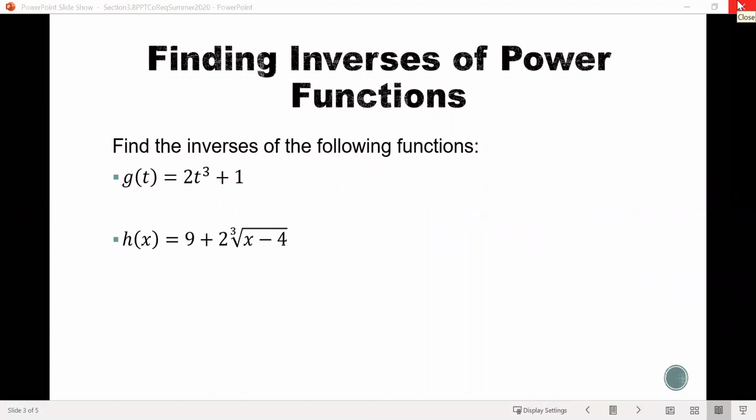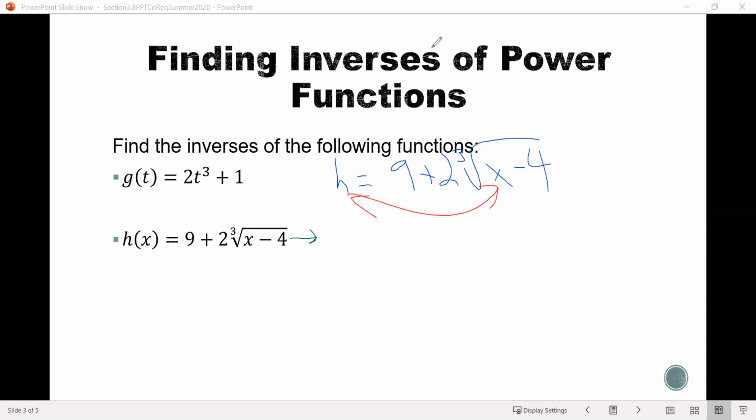So this h of x equals 9 plus 2 times the cube root of x minus 4. So I'm going to approach this one a similar way. We'll start by writing h equals 9 plus 2 times the cubed root of x minus 4. Then we'll switch our input and output variables. So this will become x equals 9 plus 2 times the cubed root of h minus 4.